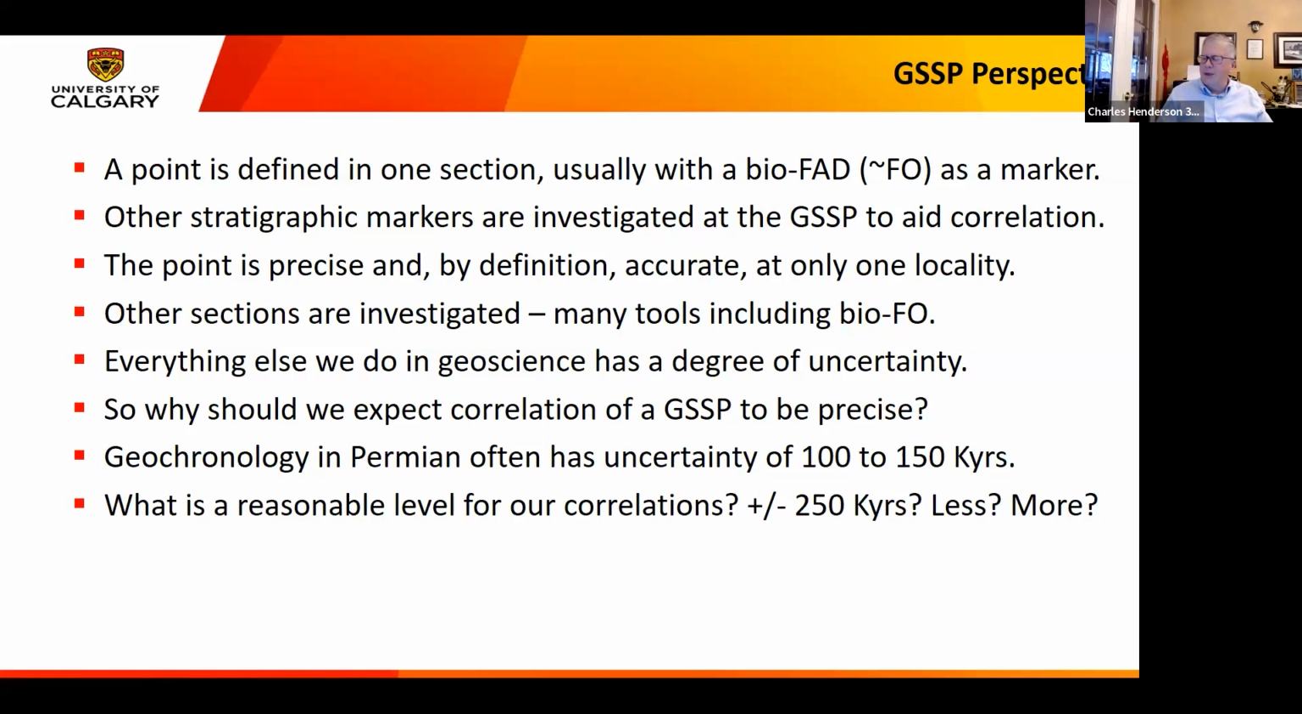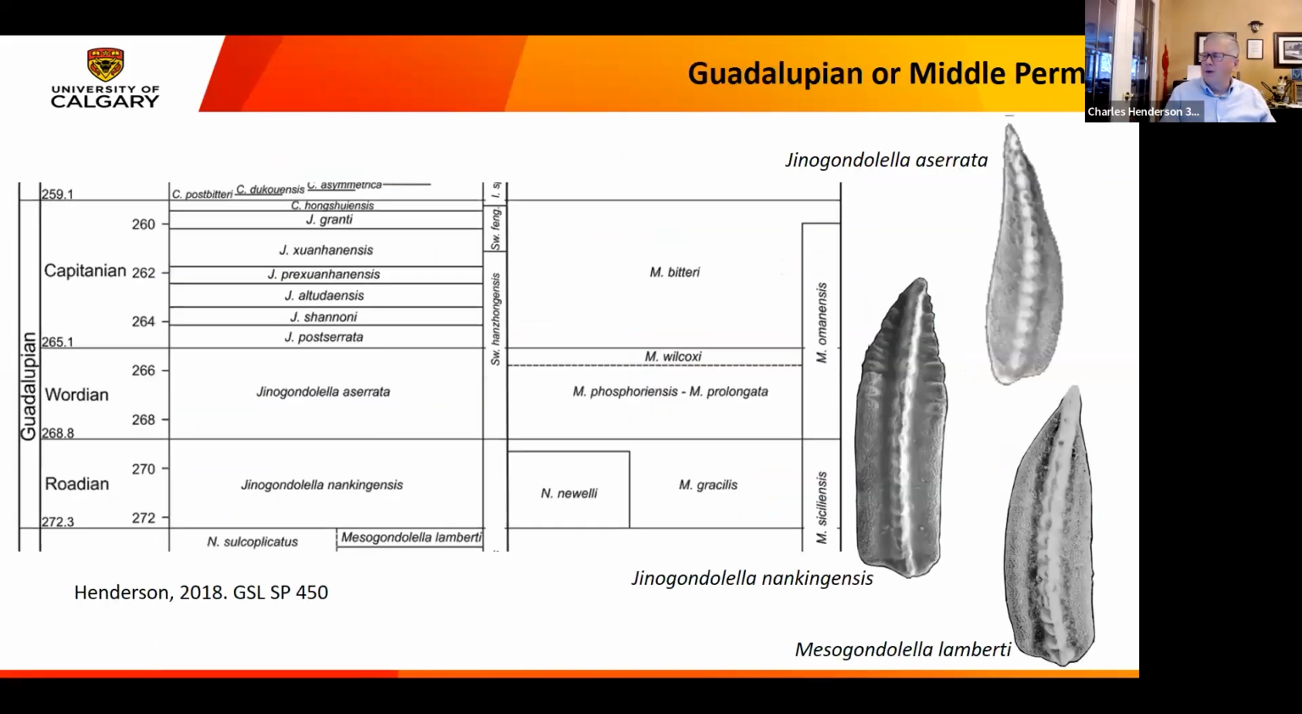And a lot of the age dates that you saw in Shuzhong's talk are basically plus or minus 100 to 150,000 years. So what would be a reasonable level for correlation accuracy? I don't know how to figure that out, but I'm just going to pick a number in here that it might be sort of plus or minus 250,000 years. So in other words, we really are trying to correlate within a window of about 500,000 years. Maybe that's less, maybe that's more. I think we should think about that.